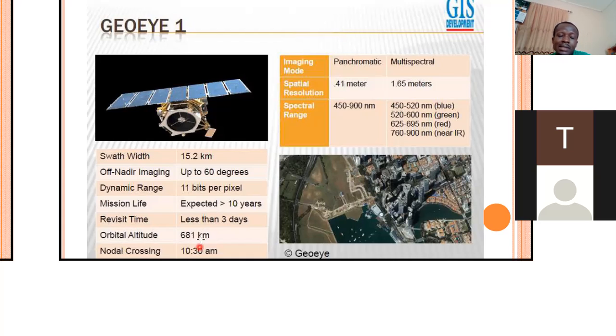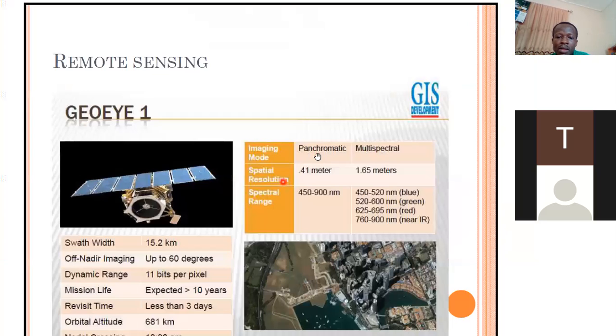Nodal crossing, yeah. Satellites were launched by South Africa that were very small and they were also near the Earth. Okay, they were very close to the Earth. All right, we have nodal crossing, all that. Some of them are not even what we're talking about for now.